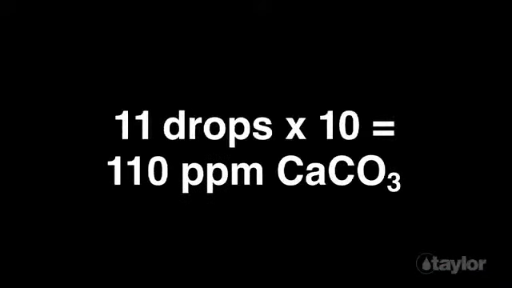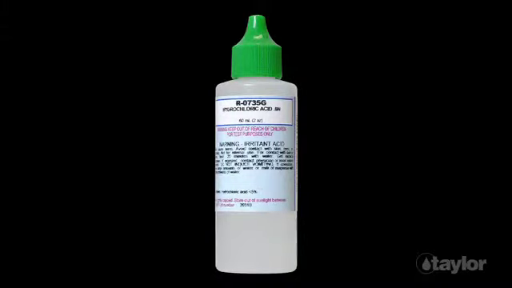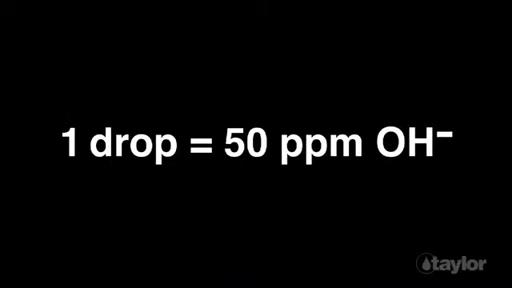Multiply the number of drops of hydrochloric acid 0.12 N expended by 10, and record the results as parts per million hydroxyl alkalinity as calcium carbonate. For higher levels of hydroxyl alkalinity, anything over 200 ppm, follow the same procedure but use hydrochloric acid 0.6 N as the titrant. This will result in a drop equivalency of 1 drop equals 50 ppm of hydroxyl alkalinity.